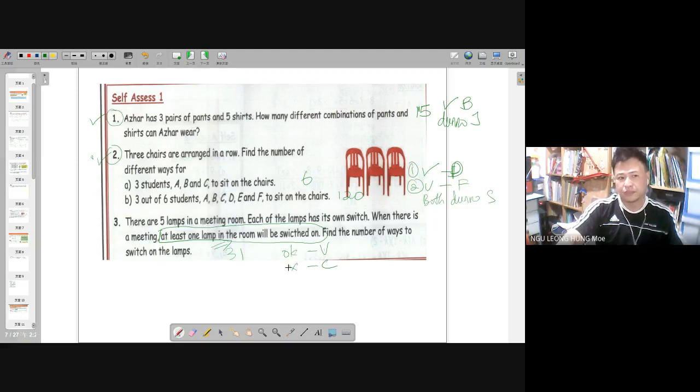Who got the answer 32? Reply me T. If you get answer 32, then you reply me T. But 32 is not the answer. 31 is the only answer. What's that? What's that first?